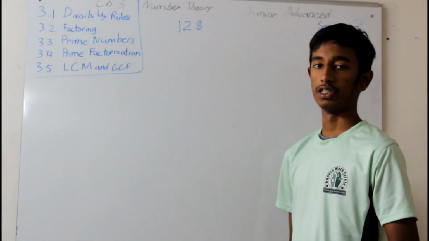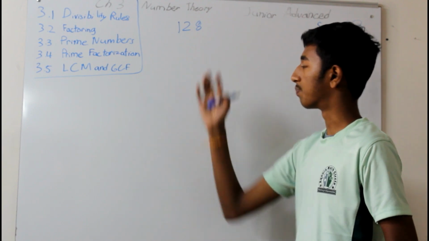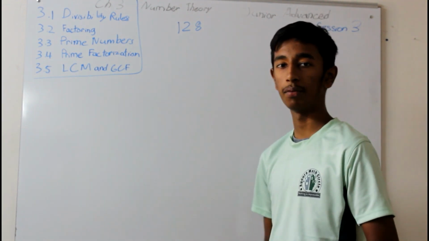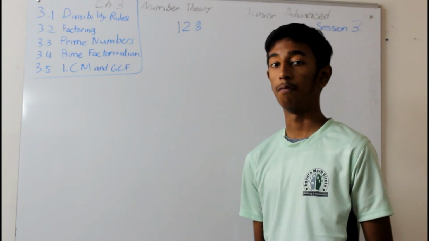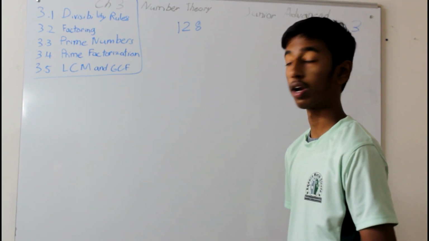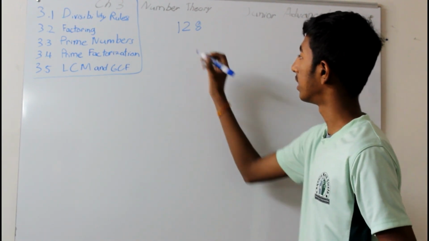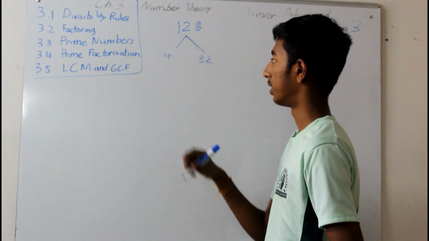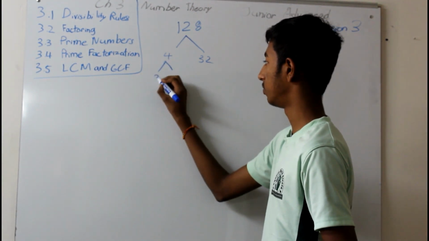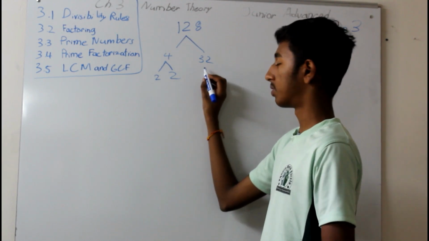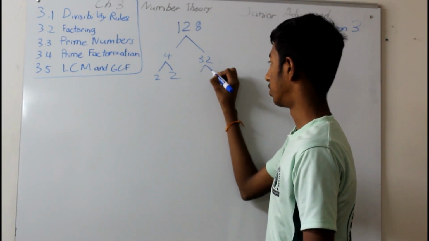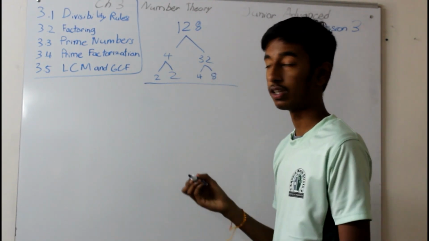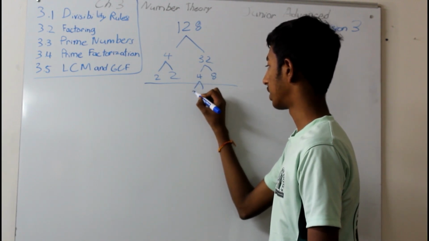3.4, prime factorization. So what prime factorization is breaking down a number to its prime factors. What I mean by this is you can write any number as a multiplication equation of prime numbers. That's what I'm going to show with this number right here, 128. So 128 can be written as 4 times 32. This is the same thing as 128. 4 can be broken down into 2 times 2. Therefore, 2 times 2 times 32 is still 128. 32 likewise can be broken down into 4 and 8, so if you still multiply all of these, it's still 128. And 4 can be broken down into 2 and 2.